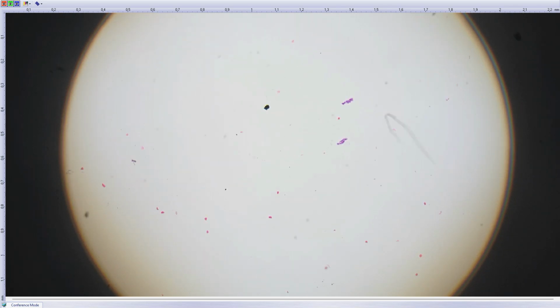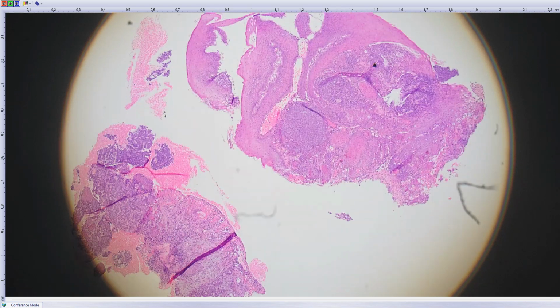Very good. So I can add this BRAF staining. If you want to, I can give the case to you.